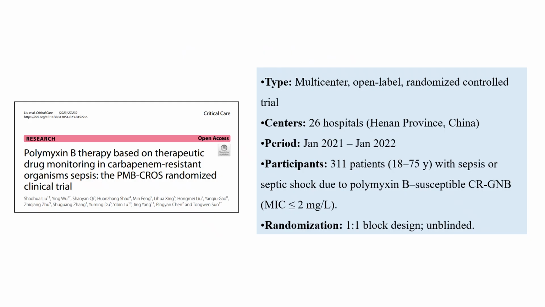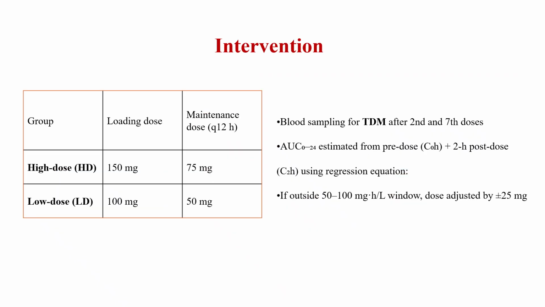This has been studied in one interesting randomized control trial in China, the PMB cross RCT, a multicentric open label RCT which included around 300 patients. They used two doses of polymyxin. One is 15 lakh bolus dose followed by 7.5 lakh BD, and the other dose is 10 lakh and 5 lakh BD. So this is really very underdosing. We don't routinely use the lower dose.